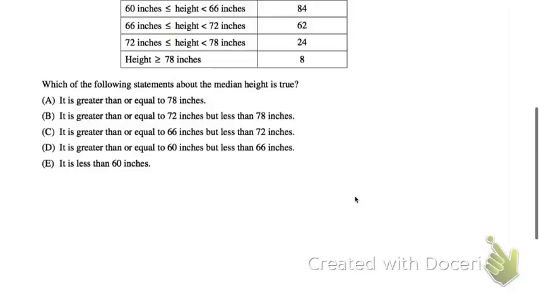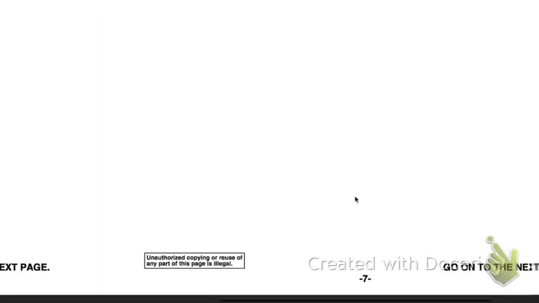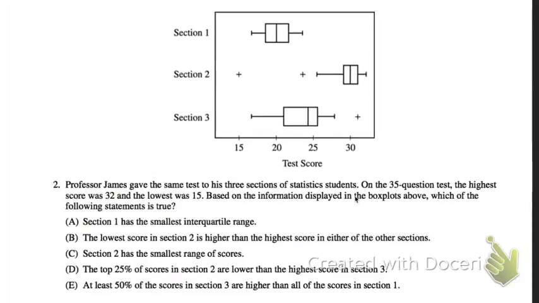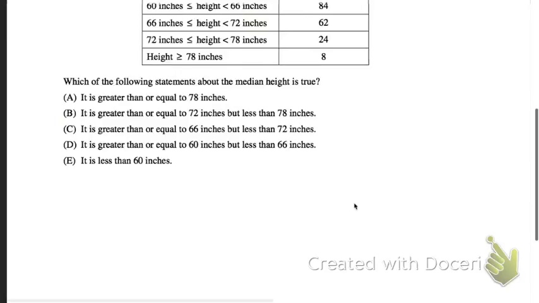Where did 2 go? Oh, I need to view it as 1 page. Okay, number 2, questions about that? Okay, number 3. Why?